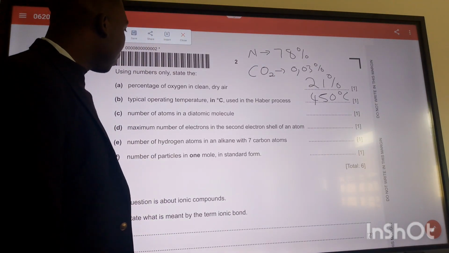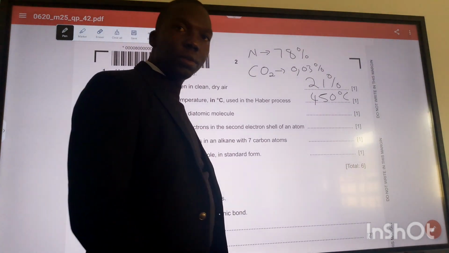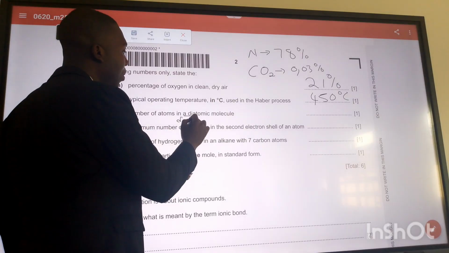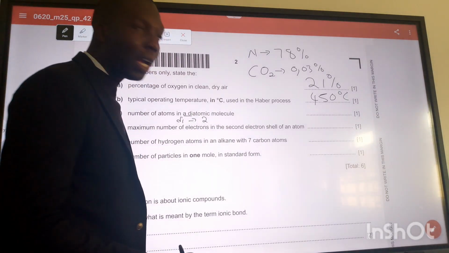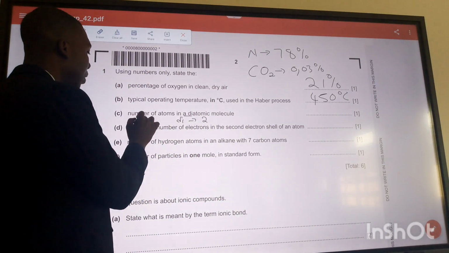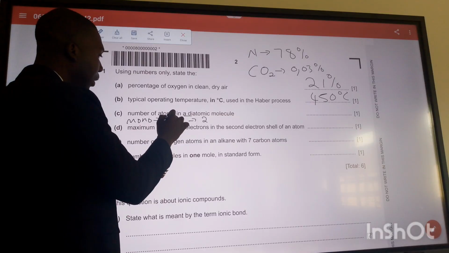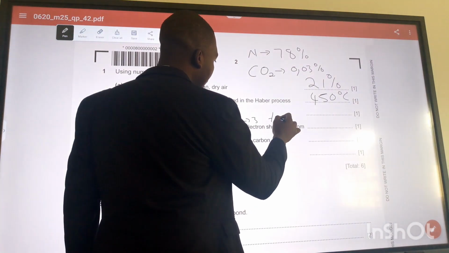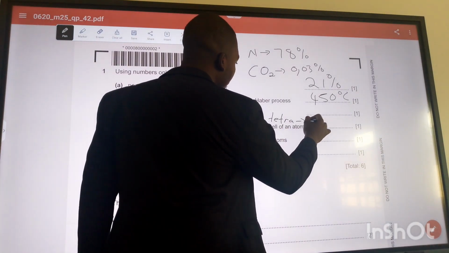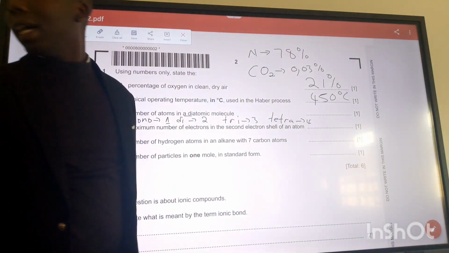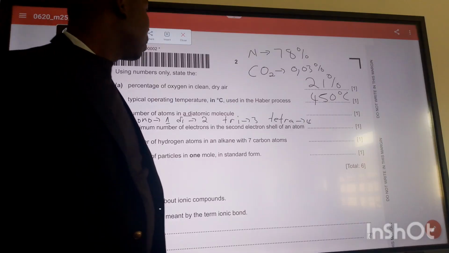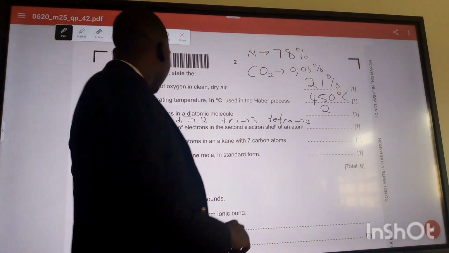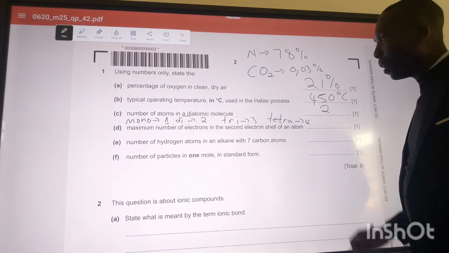So the number of atoms in a diatomic molecule. So the key term here is di. So di, it means 2. So scientifically di means 2. We also have the term mono, it means 1. Then we have tri, it means 3. Tetra, it means 4. So in a diatomic molecule, we have 2. Okay, so diatomic molecule, there are 2 atoms.